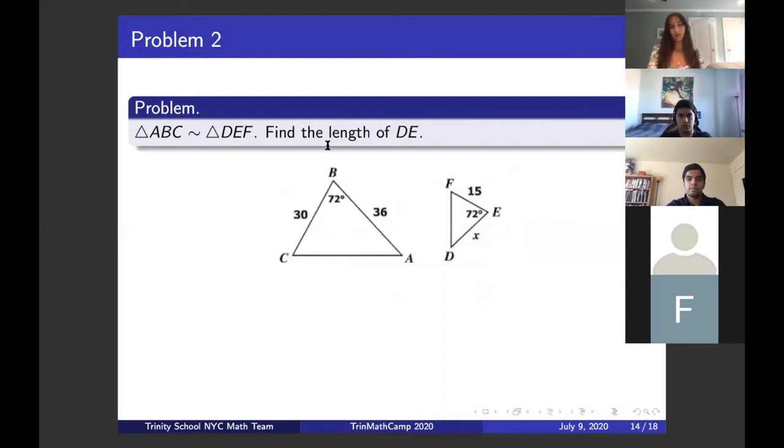So, this symbol right here. Does anyone know what that symbol means? If you do, put it in the chat. We're seeing some really good answers. It's so funny because we're getting all these answers super fast, but they're all saying the exact same thing, so it almost looks like the names are changing rather than the answers. So what a lot of people are saying, which is correct, is this means similar.